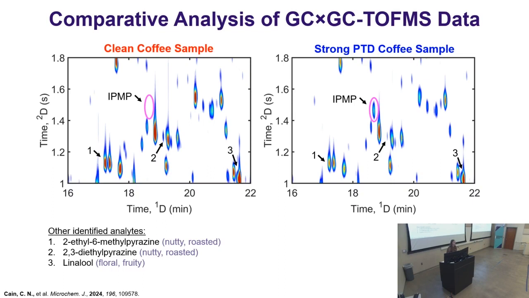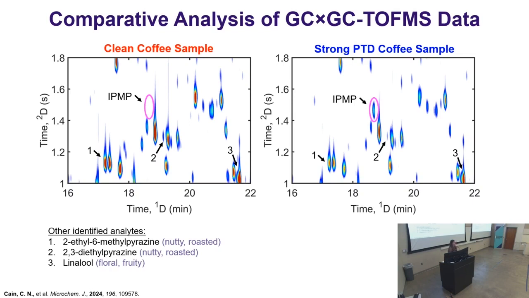I also labeled a couple other analytes that have positive sensory characteristics. So 2-ethyl-6-methylpyrazine, 2,3-diethylpyrazine, and linalool. These all have either nutty, roasted, or fruity aromas. And we can see that their signal is stronger in the clean coffee sample, as given by the red signal in the middle of their peaks, compared to the strong potato taste defect samples, where they start to lose out on their signal.